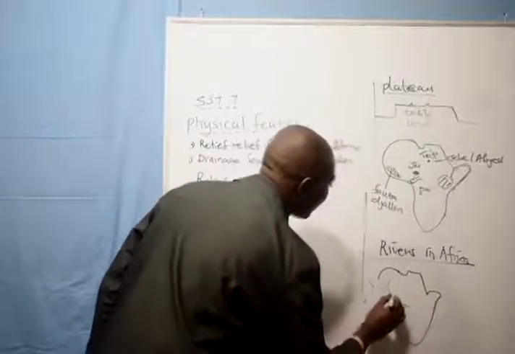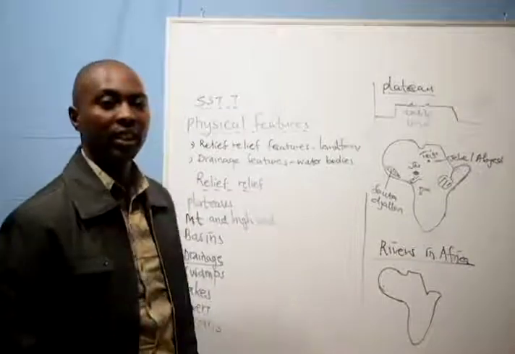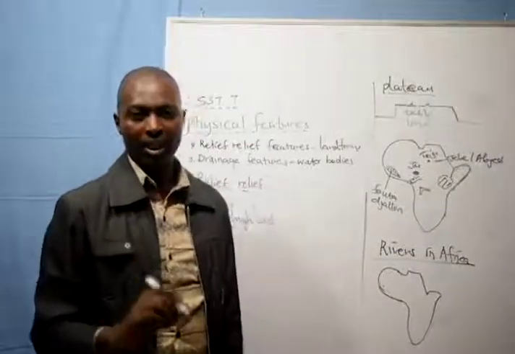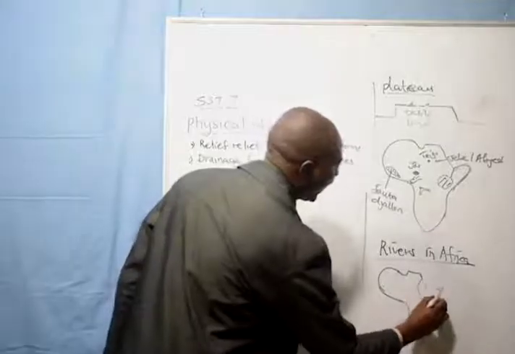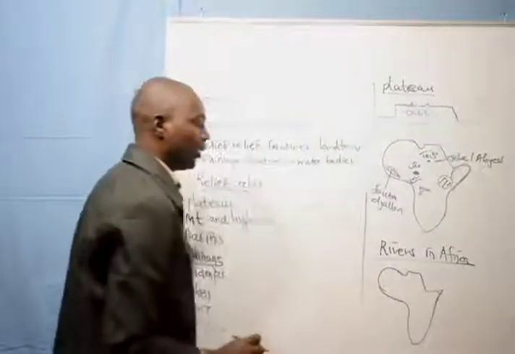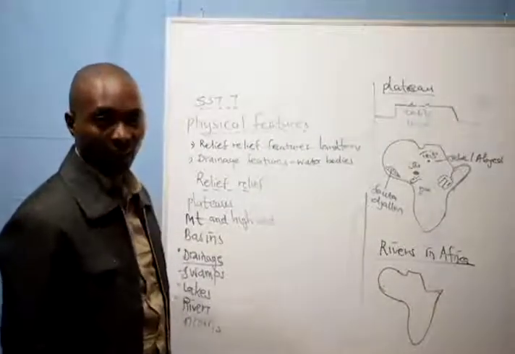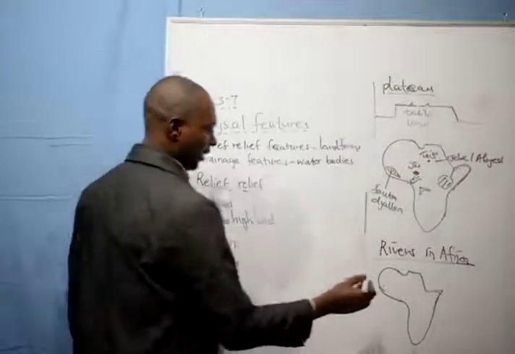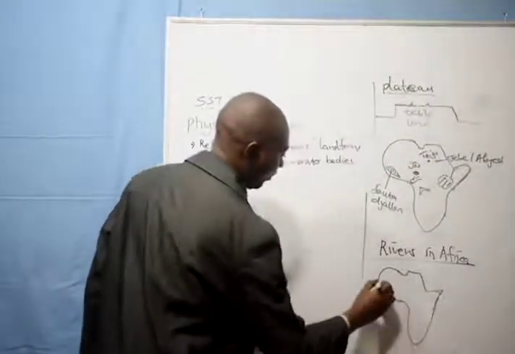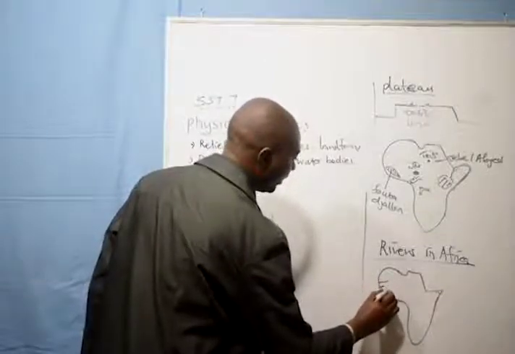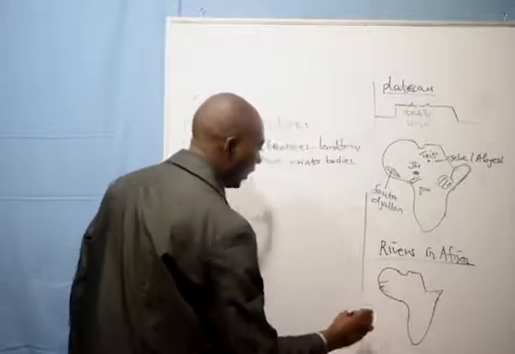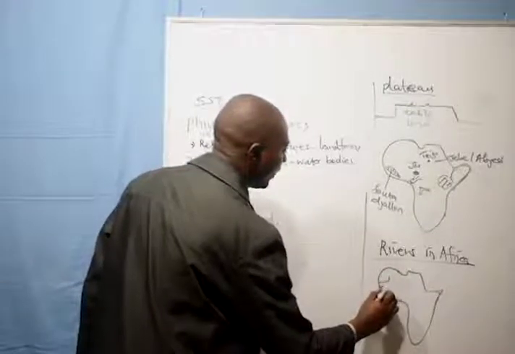All rivers have a source and a mouth. A source is the origin, and the mouth is the end of a river. So, most of the rivers end either in a large water body such as a lake, or an ocean. And therefore, I have rivers here. I have the first river here, known as Senegal. I'll list them. Number one, Senegal.